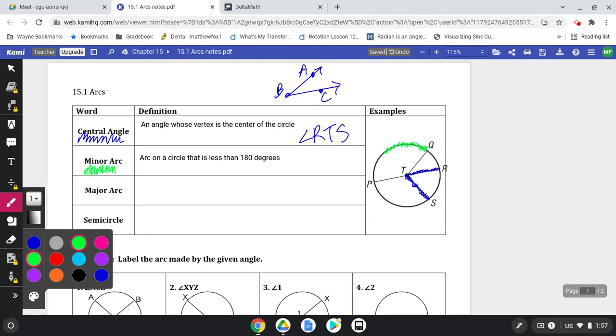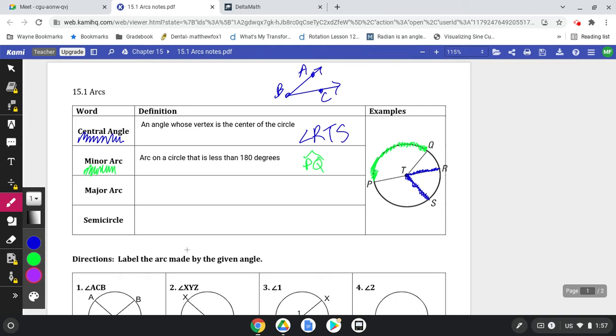So if I shade this, this is the minor arc, and there are two choices for how I would label this. Either PQ with the little hat, or QP with the little hat. That means arc PQ or arc QP.